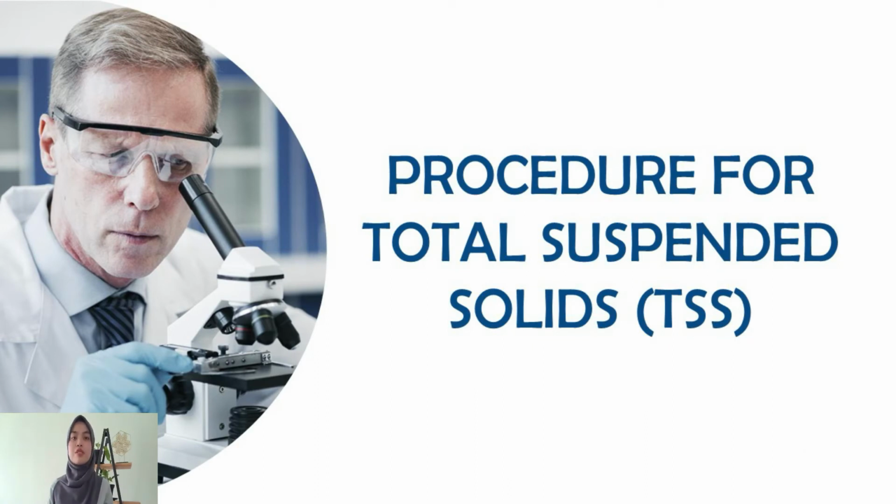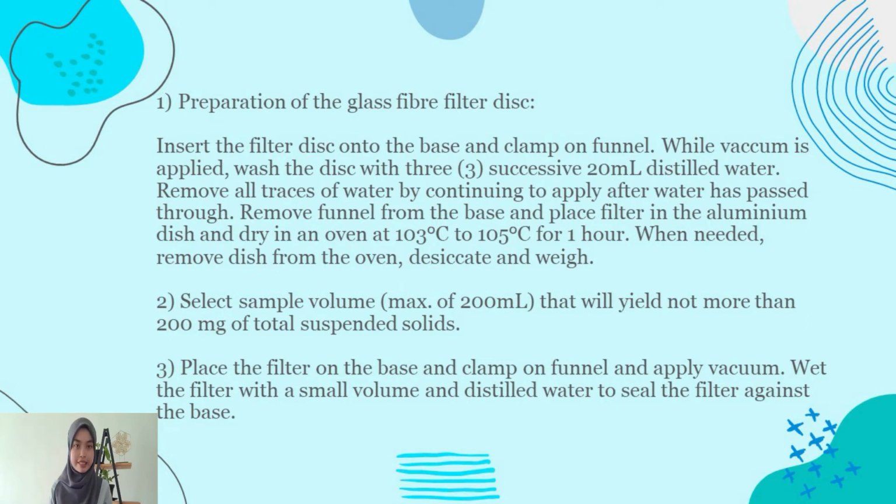Procedure for TSS, preparation of the glass fiber filter. Insert the filter onto the base and clamp on the funnel. While vacuum is applied, wash the disc with 3 successive 20 ml portions of distilled water. Remove all traces of the water by continuing to apply vacuum after the water has passed through. Remove the funnel from the base and place the filter in the aluminum dish and then dry in the oven at 103 degrees Celsius to 105 degrees Celsius for 1 hour. When needed, remove it from the oven, cool in the desiccator and weigh.